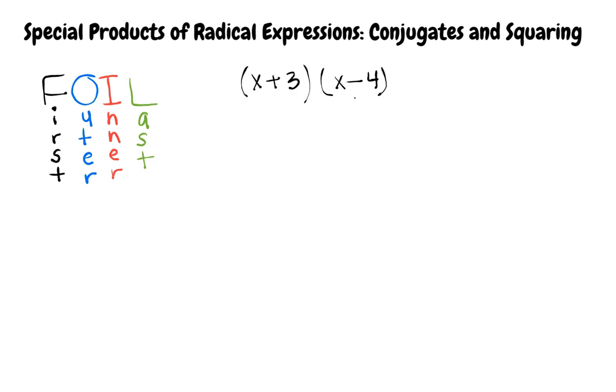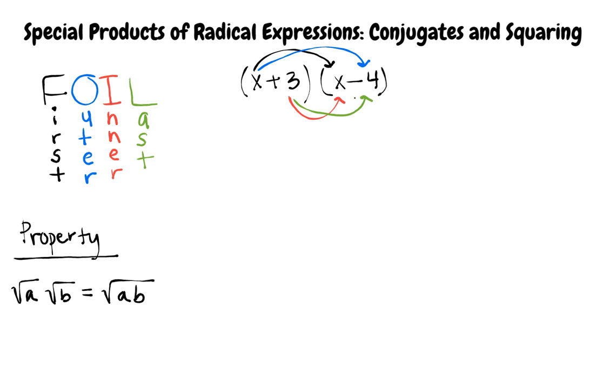For example, say we have x plus 3 times x minus 4. You would first distribute the x to the x minus 4. Then distribute the 3 in the same way. Exactly. Also, since we are working with radicals, it is important to remember the following property. When multiplying two different radicals, it may be helpful to combine them into one radical, as you will see throughout this video. Now, let's apply these concepts.